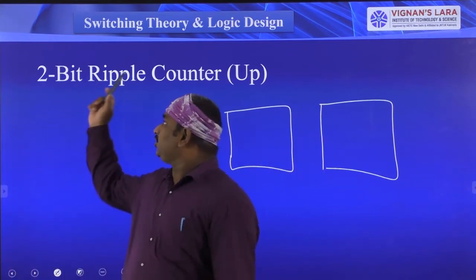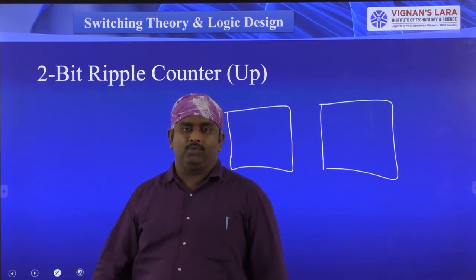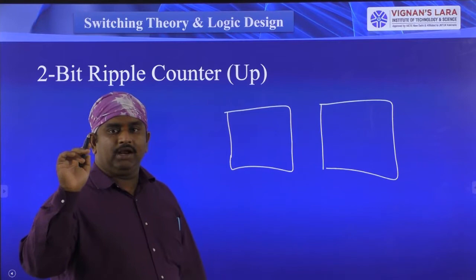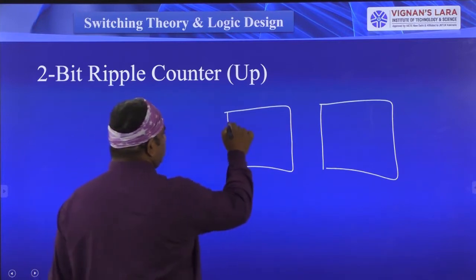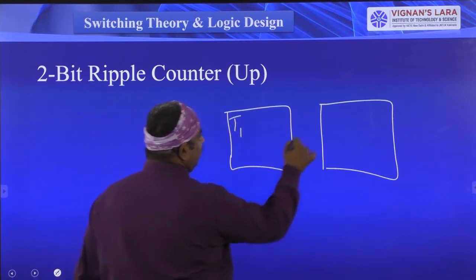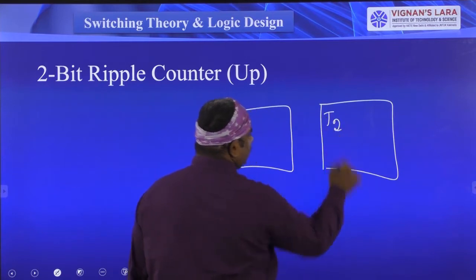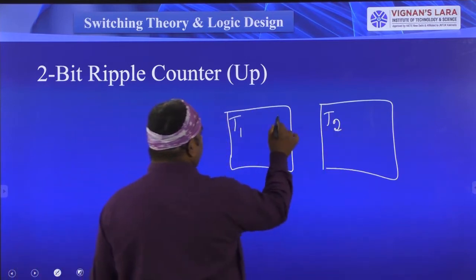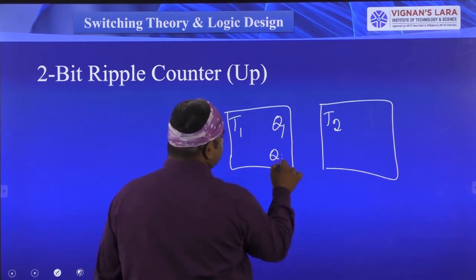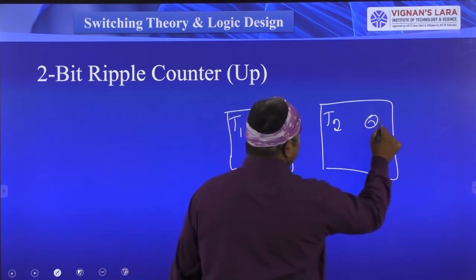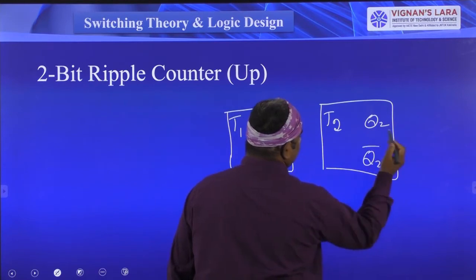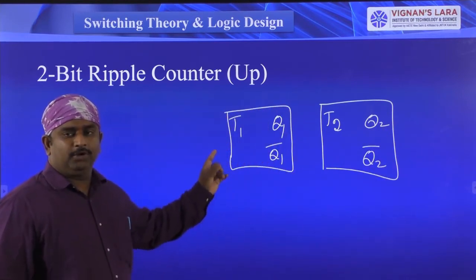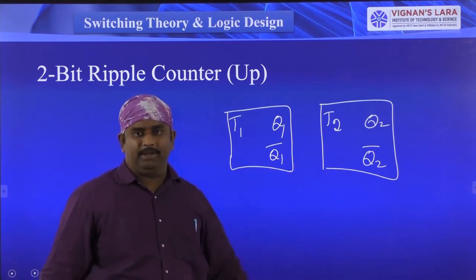We are discussing the concept of a 2-bit ripple counter. Here I have taken 2 flip-flops. The first one is T1, here I am writing T2. The outputs are Q1 and Q1 bar, and Q2 and Q2 bar. So 2 flip-flops we have taken, each with 1 input and 2 outputs.